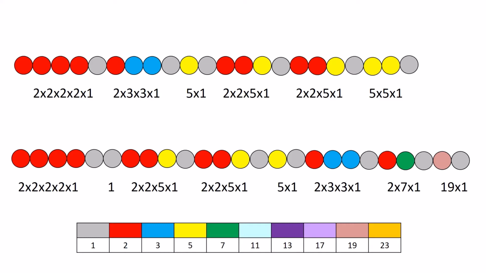Okay, next step is multiply them out. So the first letter, you've got 2 times 2 is 4, times 2 is 8, times 2 is 16. Next letter, 2 times 3 is 6, times 3 is 18. 5 times 1 is 5. 2 times 2 is 4, times 5 is 20, and 20. Then 5 times 5 is... sorry, 5 times 5 is 25. And so on. We've got 16, 1, 20, 20, 5, 18, 14, and 19.